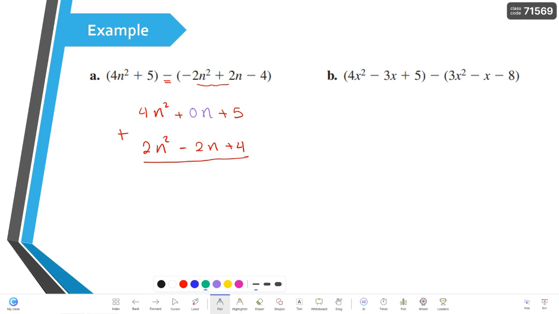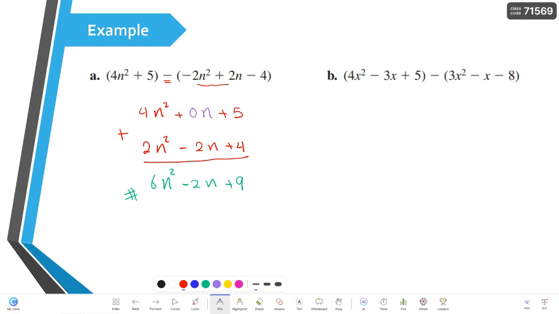So I'm going to add the n squared terms. So I'm going to write n squared, then add the coefficient. So we have 4 plus 2, this would be 6. And then we have 0n plus negative 2n. So it seems like we have negative 2n, and then we have plus 5 and plus 4, this would be positive 9. And this is the easiest way to subtract any polynomials without confusion and without making any mistakes.